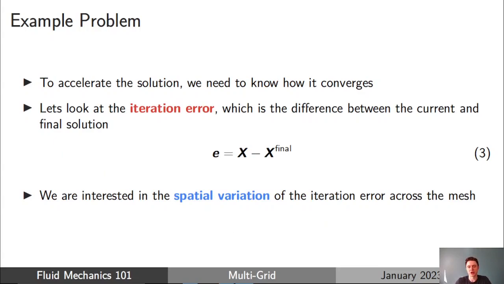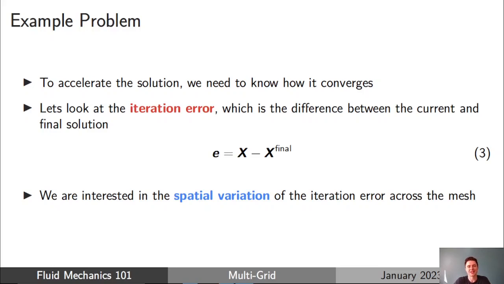So, how do we accelerate convergence? The first thing that we need to know is how our solution is converging. Because once we know how it's converging, we can come up with a method of accelerating the convergence. And what we're going to do to look at the convergence is look at the iteration error. The iteration error is just the difference between the current solution, x being of course the vector of unknowns in our matrix equation, which represents the temperature at the centroid of all of the cells in the mesh, and x final being the vector of temperatures when the solution has converged. And the iteration error is just the difference between that current solution and the final solution.